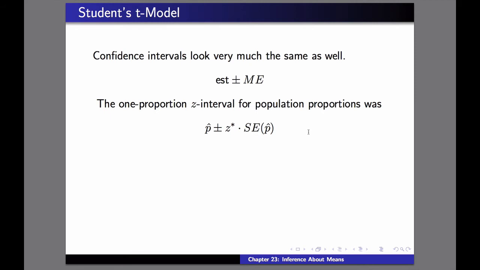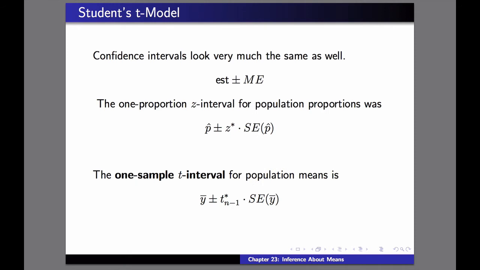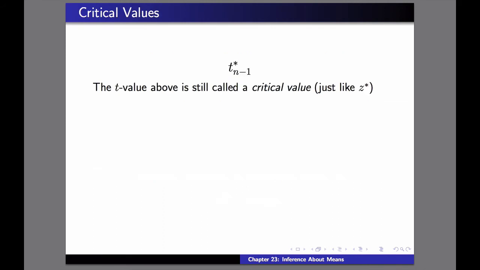Okay, well, it's going to look very similar for means. Now, what do you suspect the estimate is when we're talking about means? Hopefully you said y bar, and this is called the one sample t interval for population means. Now, take a look at this critical value right here, t star with a subscript of n minus 1. Let's talk about what that means. So, this t value above is called a critical value, just like z star before, but what's the n minus 1 about? That represents something known as the degrees of freedom.